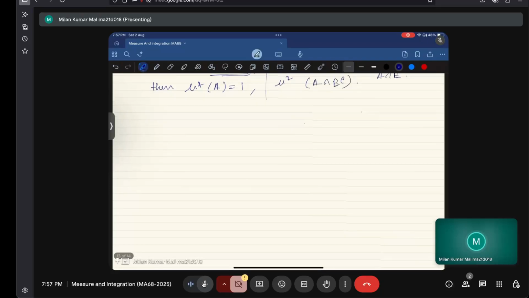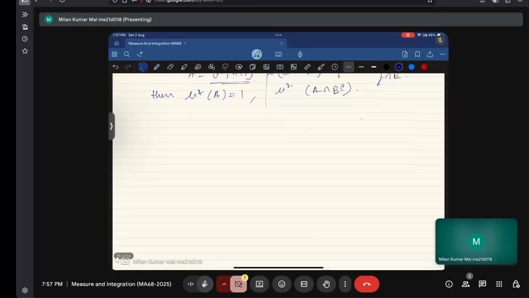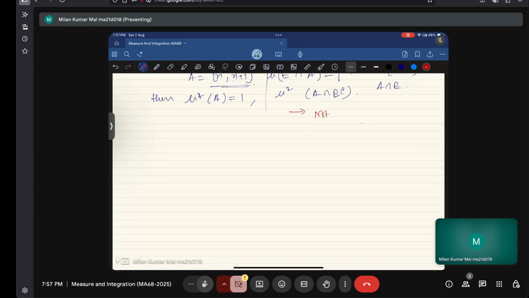Okay, so this is not complete. I will consider this in the next class, in the next tutorial. And I'll do one easy problem now, and then I'll stop for today.